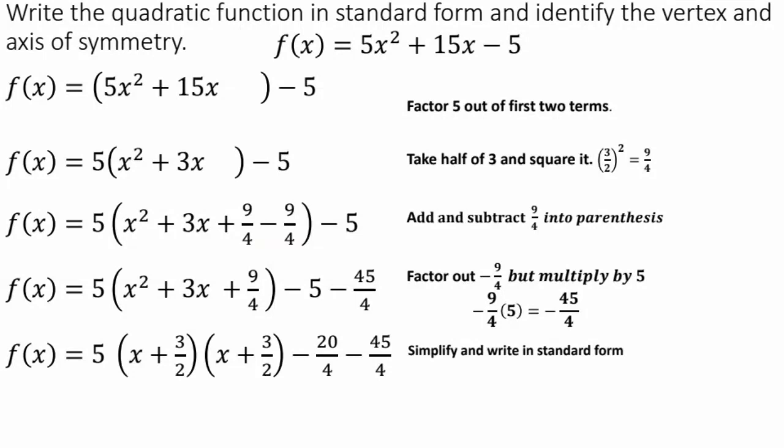Now, outside the parentheses, in order for me to add those two numbers, I need to have a common denominator. So I'm going to convert the negative 5 into negative 20 over 4 because negative 20 over 4 is negative 5. So now I'm able to add those two fractions.